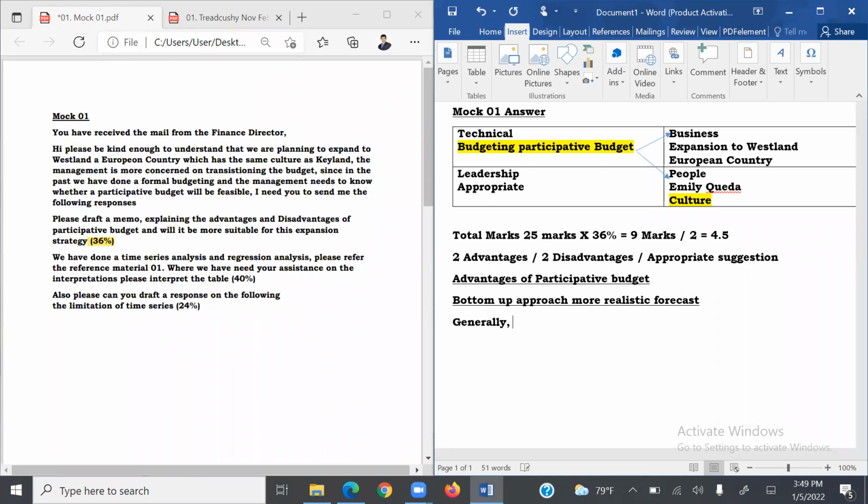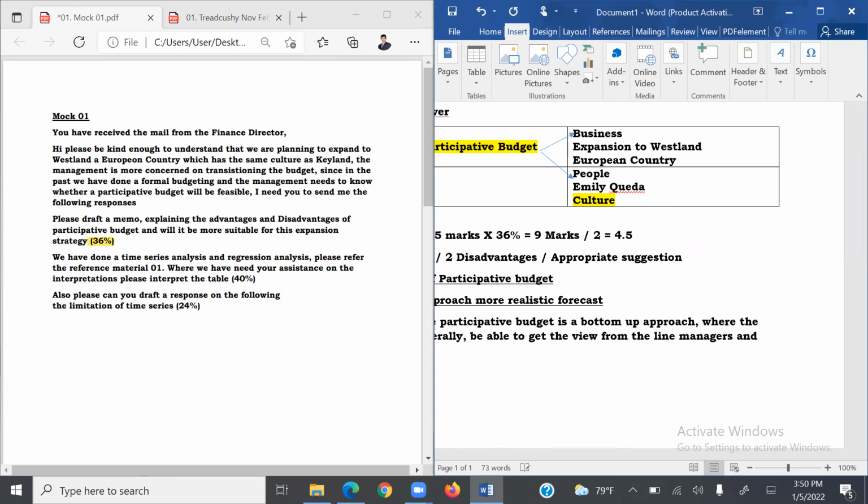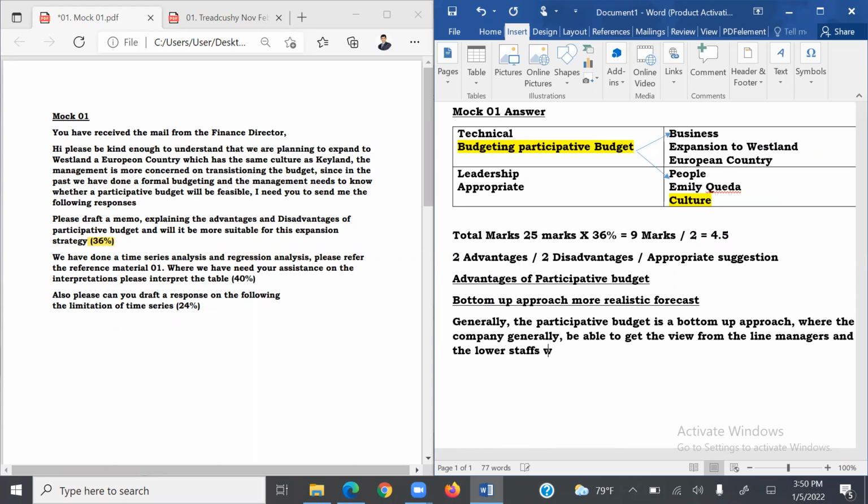Generally, the participative budget is a bottom up approach, where the company is able to get the views from the line managers and the lower level staff who are very close to the business. So students, I believe that is a good point there.